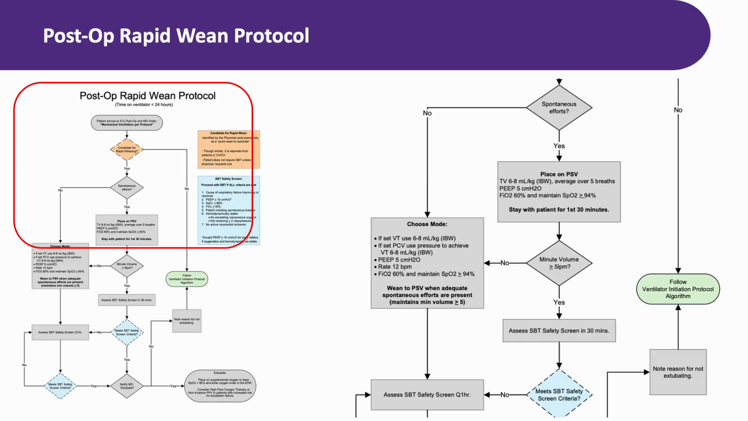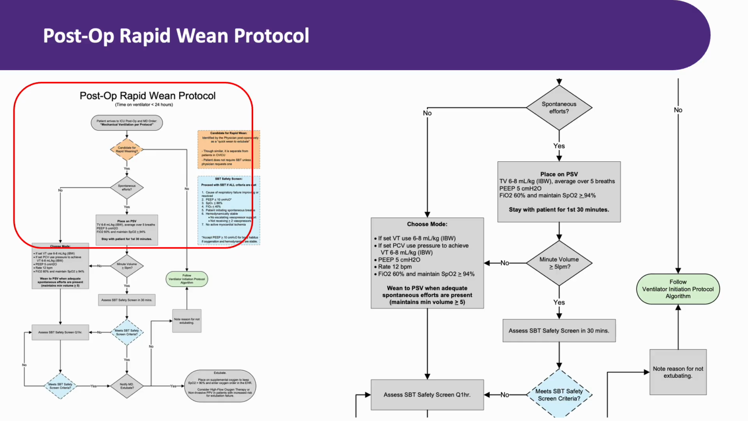A rate of 12, a target tidal volume of 6 to 8 milliliters per kilogram ideal body weight, a PEEP of 5, and a FiO2 initially at 60% to maintain a SpO2 of greater than or equal to 94%. Notice the SpO2 target here is 94%, which is higher than our standard ICU target of 90%.